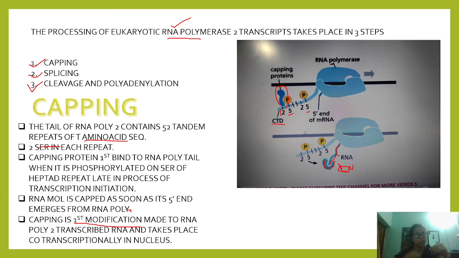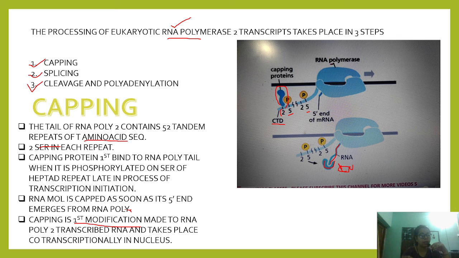There are 3 modifications: capping, splicing and polyadenylation. So which process takes place first when the mRNA is formed? Remember, first the capping process takes place. Immediately when the 5 prime end comes out, the capping is done.